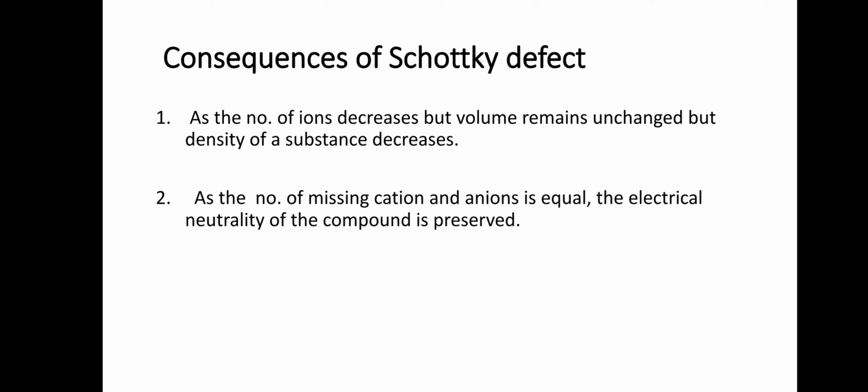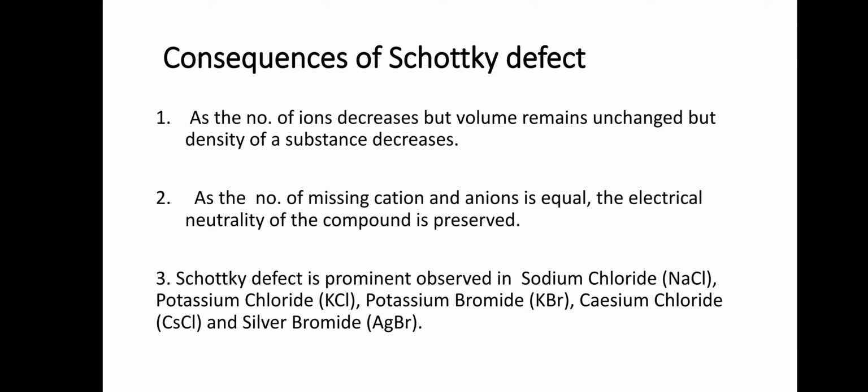As the number of cations and anions is equal, the electrical neutrality of the compound is preserved. As we know, one cation is removed and one anion is removed. That is, an equal number of cations and anions is removed. Hence, the ratio of the cation and anion is the same. So, the electrical neutrality is preserved. Schottky defect is prominently observed in, for example, sodium chloride, potassium bromide, cesium chloride and silver bromide.